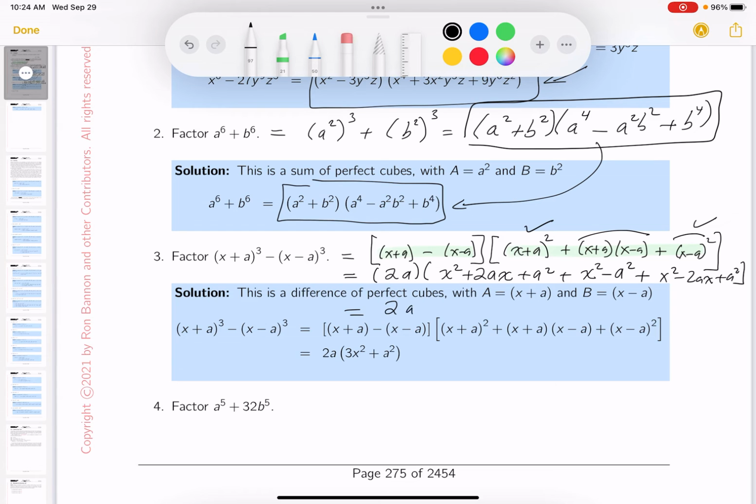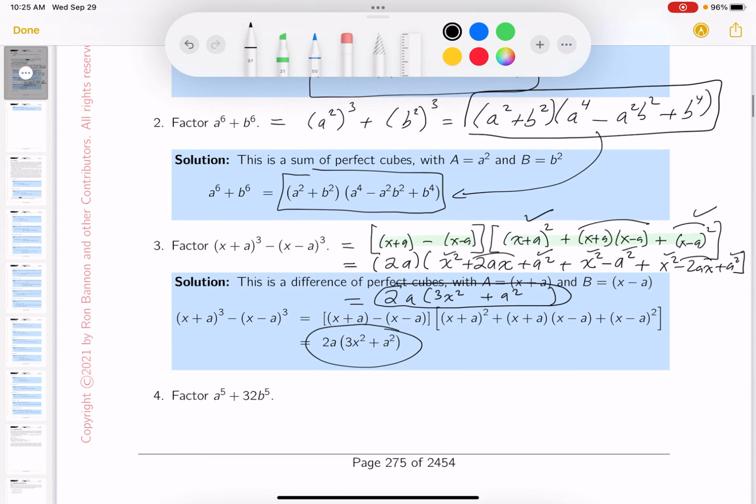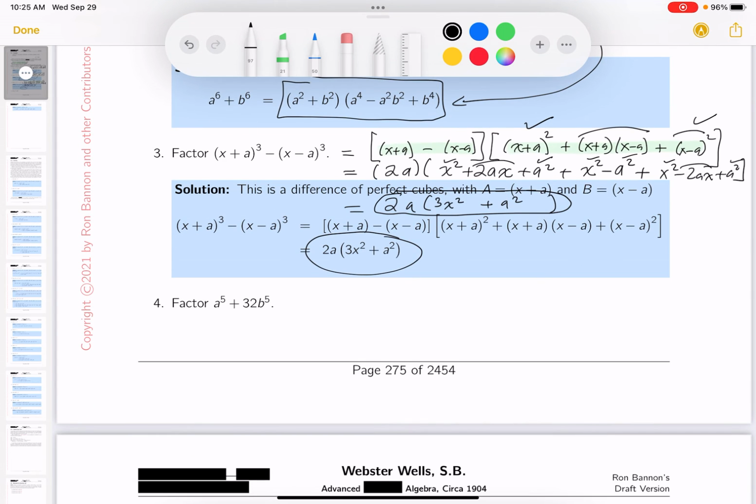So I see 2a, and now let me see if I can do what's inside this grouping symbol. So I'm going to just look at the x squareds first. So you get x squared, and x squared. That's 3x squared, right? And then I'm looking at this 2ax, and I notice that disappears. Let's keep looking through this. a squared minus a squared, no a squares, but then there's a plus a squared. So I think I'm done. Look at the key. Make sure you can agree with it. What does it say? 2a times the quantity, 3x squared plus a squared. Worked out pretty nicely.